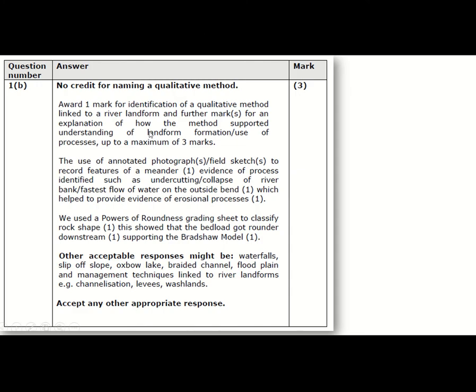Look, this is evidence that if you ever wrote about this and didn't get the marks, I'm going to ring up the exam board and say, look, you've got a previous mark scheme that says we use Powell's roundness grading sheet to classify rock shape, tick. This showed the bed load got rounder downstream, tick. Supporting the Bradshaw model, tick. So clearly they class bed load as a landform. Please make sure you're aware of that.